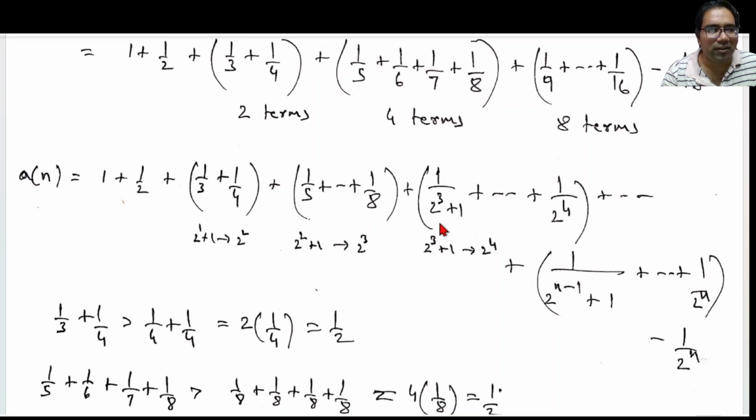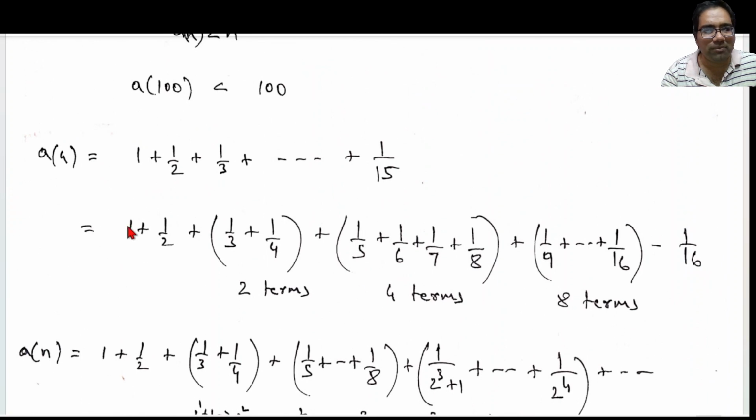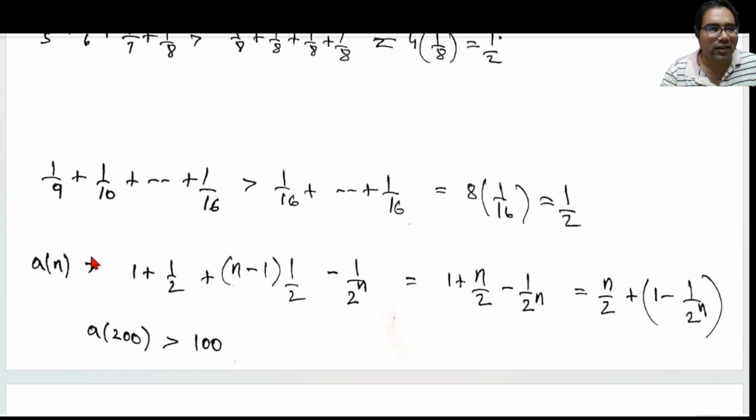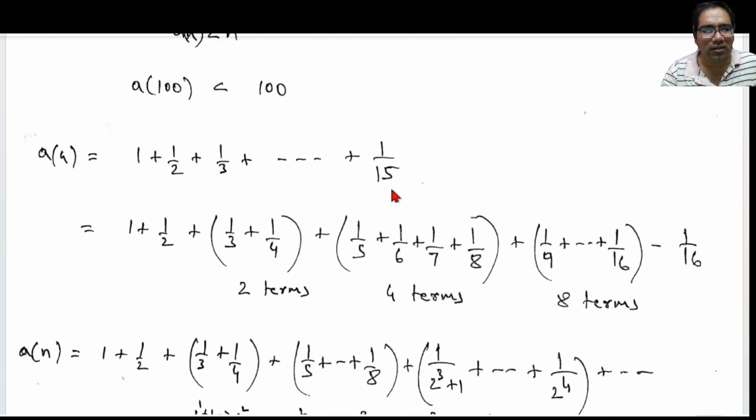A of n will have these many buckets. So how many buckets are there? For A of 4, how many buckets are there? 1, 2, 3, 4, and 1 by 2 is also there. And there is one more, 1 also is there. So A of n will have n buckets and 1. For example, for 4 we have how many buckets? 1, 2, 3, 4. We have 4 buckets, right?